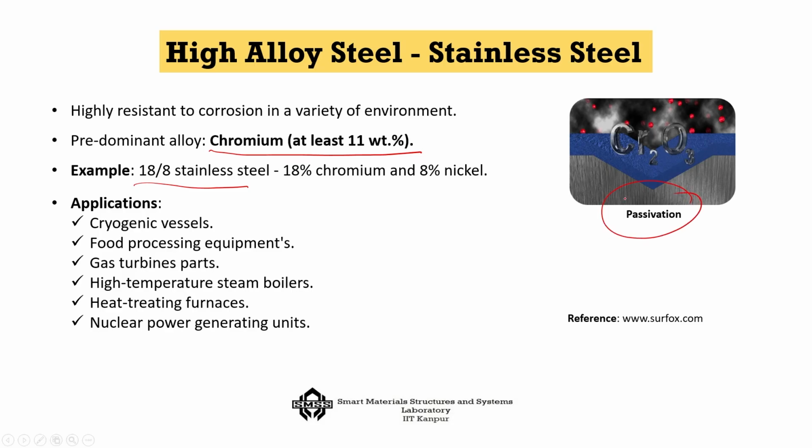Now, one thing that is generally done on the chromium is that a very thin layer of chromium oxide is formed on the chromium. Okay? That is the Cr2O3. This is called passivation. Okay? And through that you can increase its corrosion resistance.